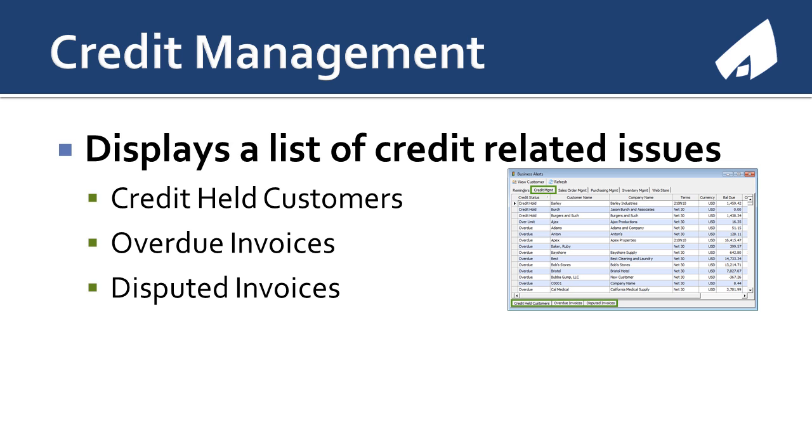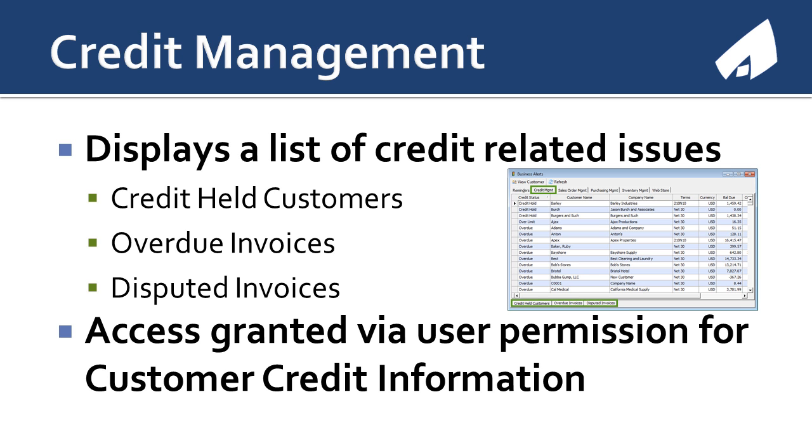Also, you can view any invoices currently in dispute on the far right tab of the credit management screen. These are specified on the invoice screen when you actually view the invoice by checking the in dispute checkbox next to the order number. The system administrator can block access to this tab by changing the customer permission for credit information to not allowed rather than view only or maintain.